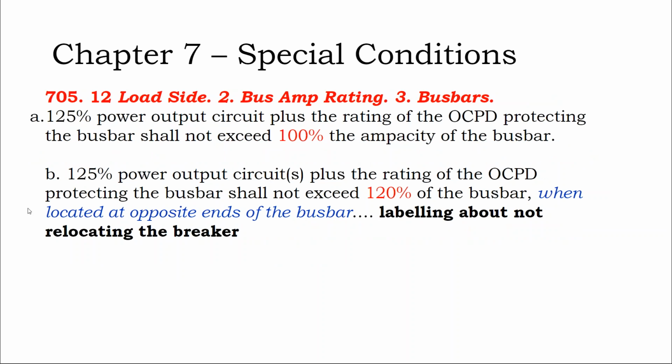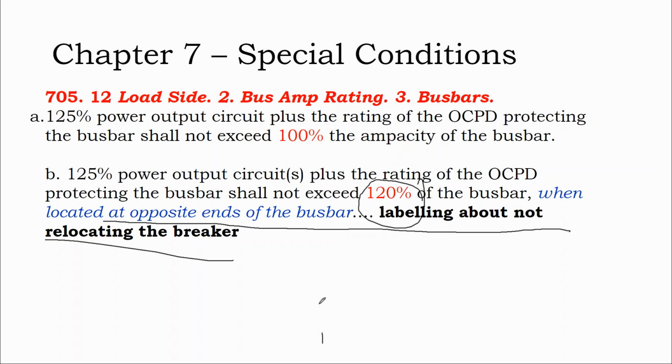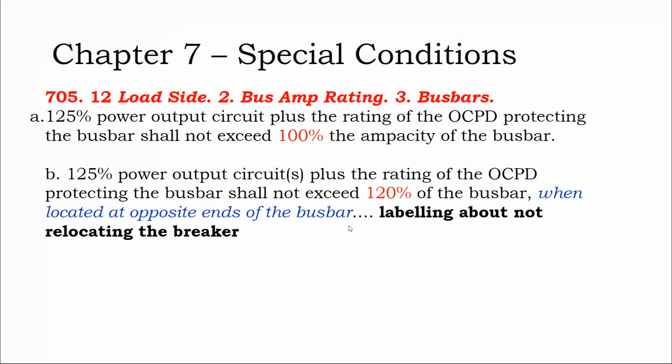And so we see field labeling. It says, if you're doing a load side connection using the 120% rule, you need a sticker that says, hey, don't relocate this breaker. If you're not using the 120% rule, then it doesn't matter where the breakers go and you don't need the sticker. But if you're using the 120% rule, you need to have clear instruction to say, hey, electrician, don't move this breaker because it has to be located down here.